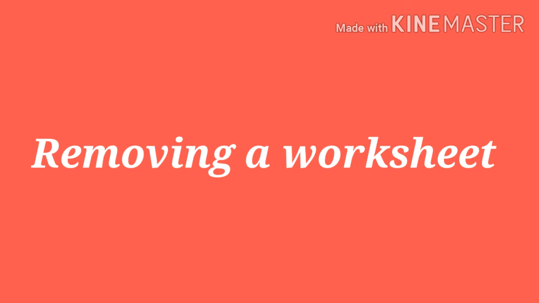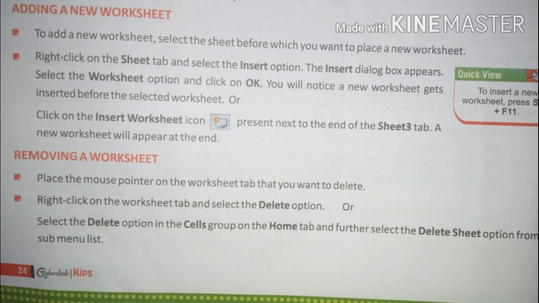Next, removing a worksheet. If you don't want a worksheet, what can we do? Place the mouse pointer on the worksheet tab that you want to delete. Right click on the worksheet tab and select the delete option, or select the delete option in the cells group on the home tab and further select the delete sheet option from the submenu list.